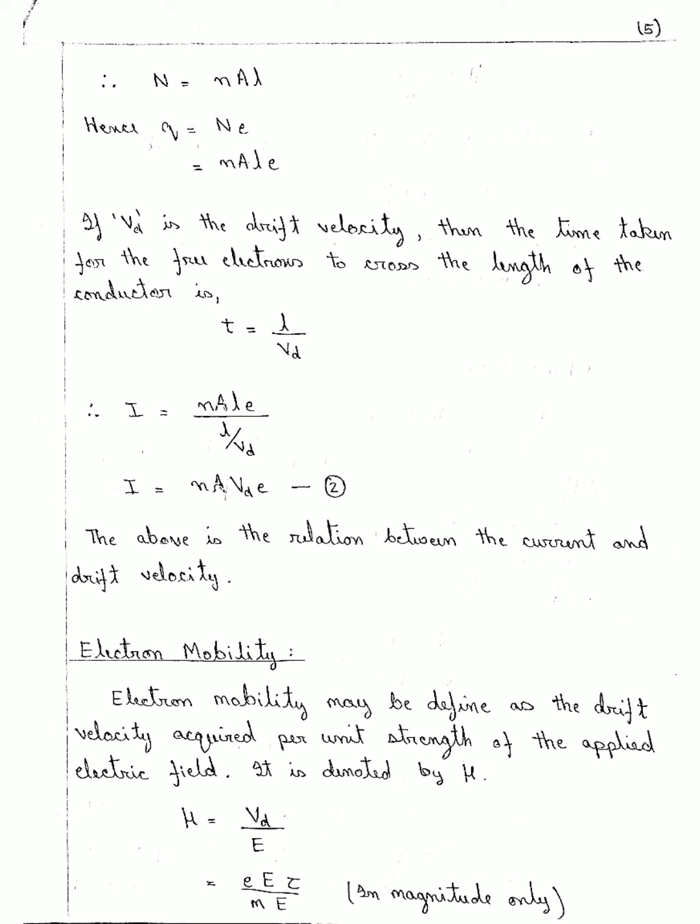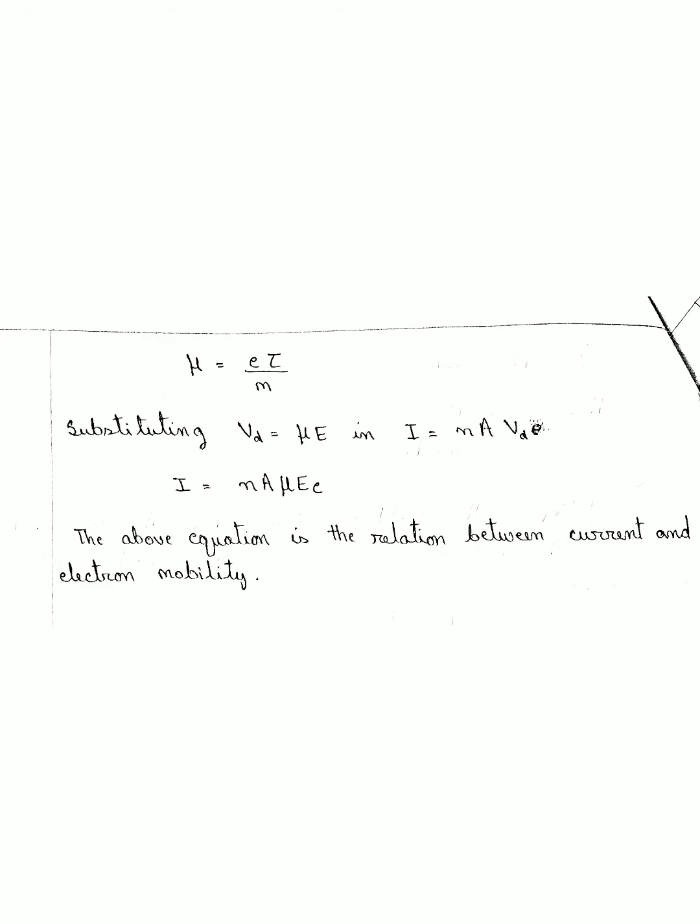Then we come to another definition, which is electron mobility. Now, electron mobility may be defined as the drift velocity acquired per unit strength of the applied electric field. It is denoted by mu, and this mu is equal to Vd divided by E. So the drift velocity per unit strength of the electric field, and Vd, just the magnitude, is equal to eE tau divided by m. So if you cancel E and E, what we will get is mu to be equal to small e, then tau divided by m.